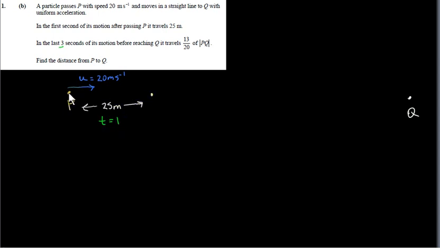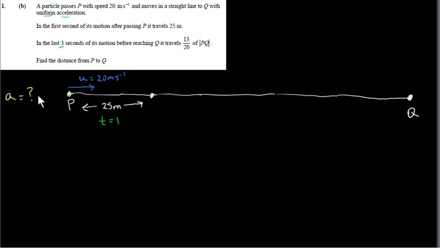So at t equals 0, the particle is here. At t equals 1, the particle is here. The particle is heading from P to Q with uniform, meaning constant, acceleration. So the initial speed u is 20 meters per second. We don't know what the acceleration is.